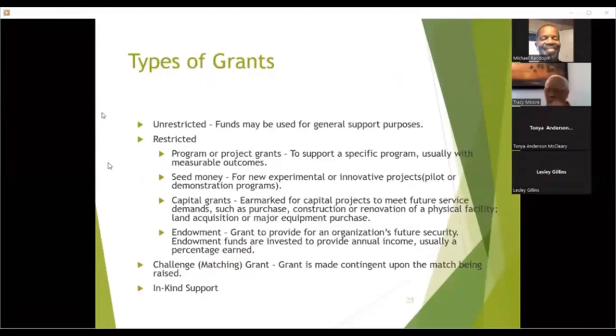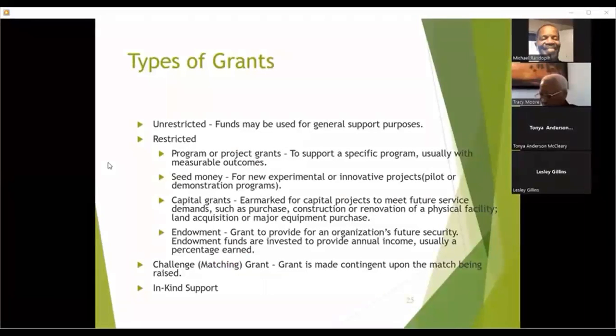Grants. There are primarily different types of grants. These are your major different types of grants. One is what's known as an unrestricted grant. Unrestricted grants may be used to fund the general purpose of your organization. Most people, when they give you money, want it to be used for a specific purpose, especially when you're going after government and foundation money.